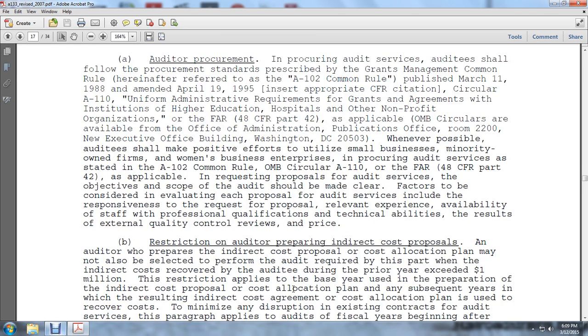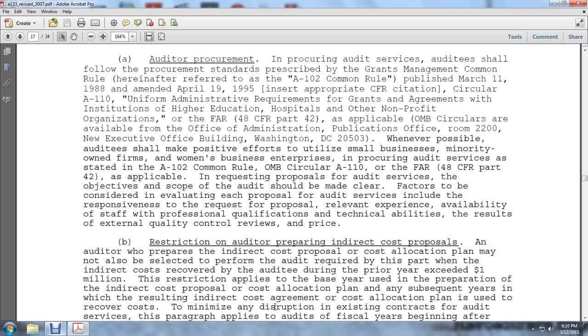Restrictions on auditors preparing indirect cost proposals. An auditor who prepares the indirect cost proposal or cost allocation plan may not also be selected to perform the audit required by this part when the indirect costs recovered by the auditee during the prior year exceed $1 million. This restriction applies to the base year used in the preparation of the indirect cost proposal or cost allocation plan, and to any subsequent years in which the resulting indirect cost agreement or cost allocation plan is used to recover costs, minimizing any disruption in existing contracts for audit services.